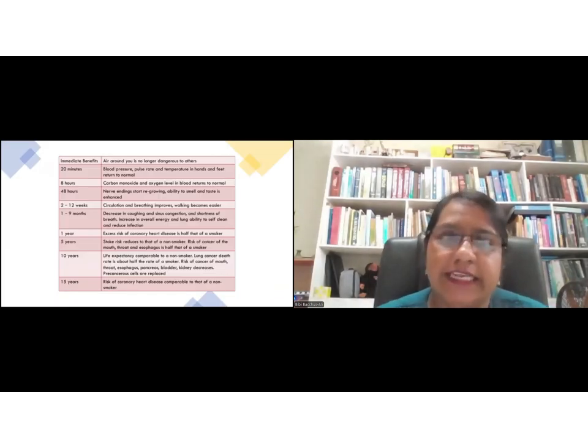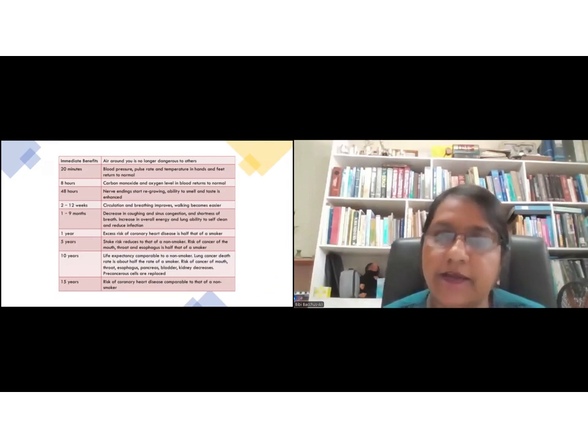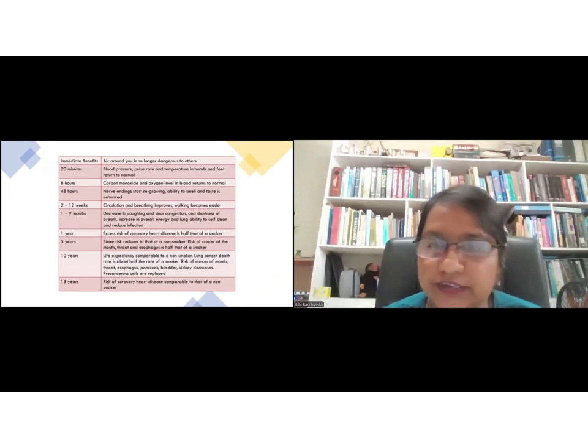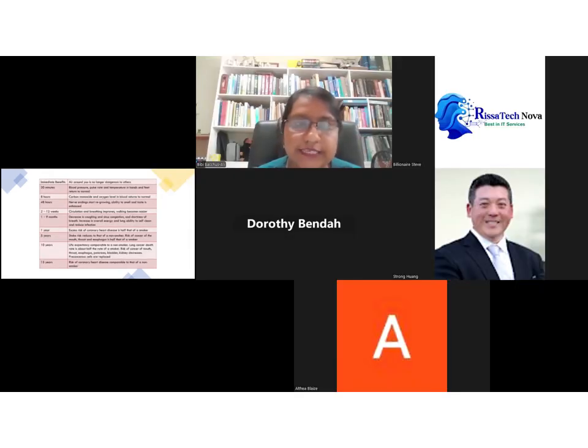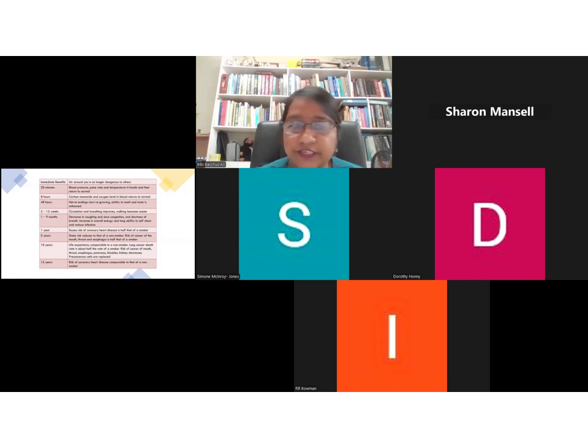Now, immediately after someone stops smoking, within 20 minutes, you can start to see benefits. Blood pressure, pulse rate, and reduced temperature in hands and feet return to normal. Within 8 hours, your carbon monoxide and oxygen level in the blood returns to normal. Within 48 hours, the nerve endings start to regrow. Ability to smell and taste is enhanced. Within 2 to 12 weeks, circulation and breathing improves and walking becomes easier. Within 1 to 9 months, decrease in coughing, sinus congestion, and shortness of breath. There's an increase in overall energy and lung ability to self-clean and reduce infection.